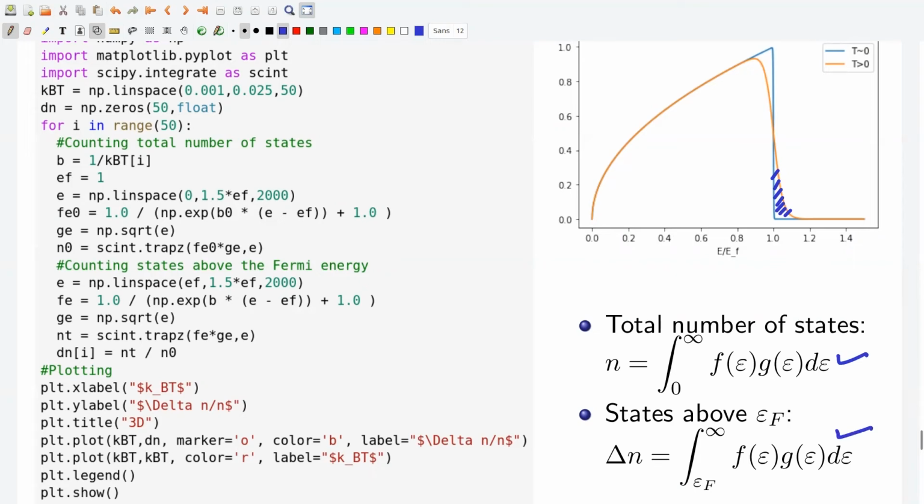In the code, we calculate the total area under the curve here and we calculate the area of the hashed region here. Let us run the code.